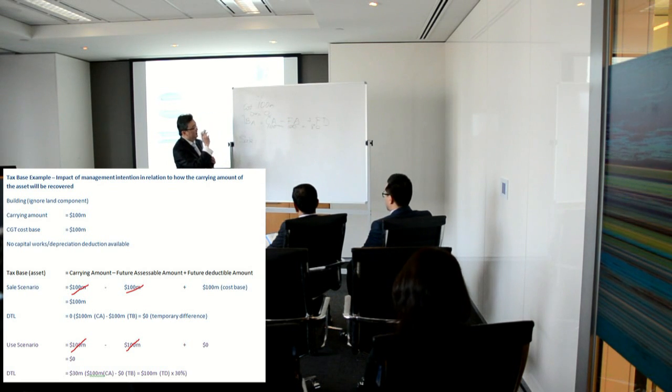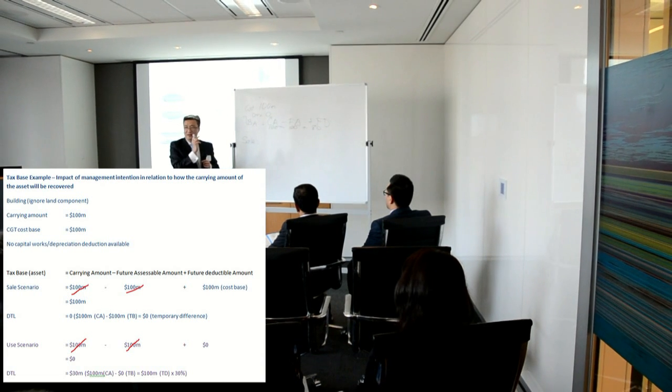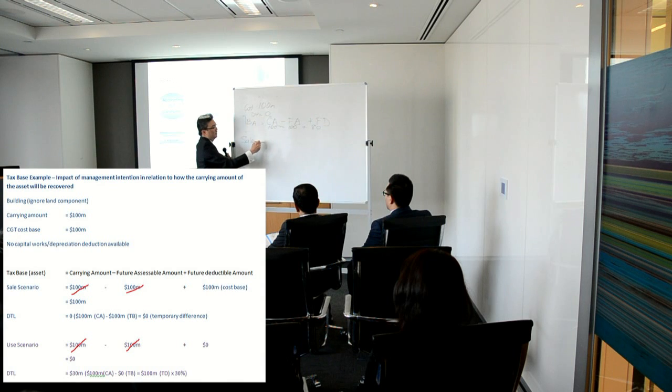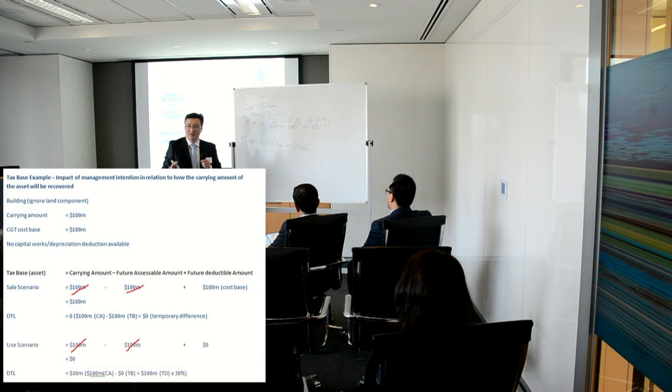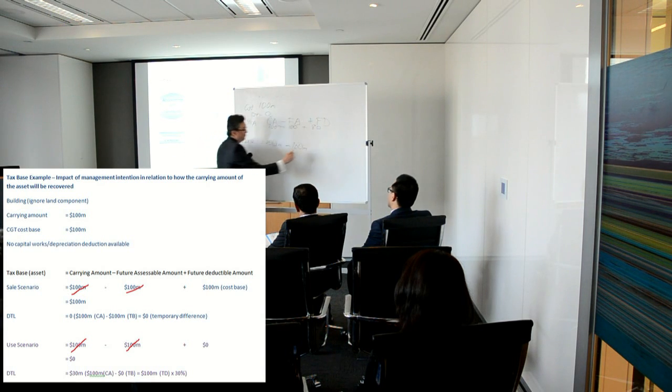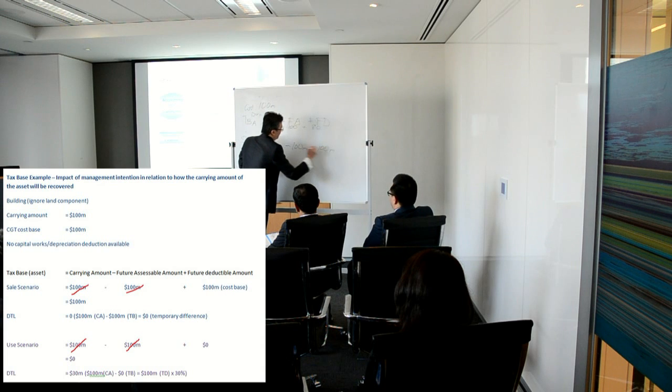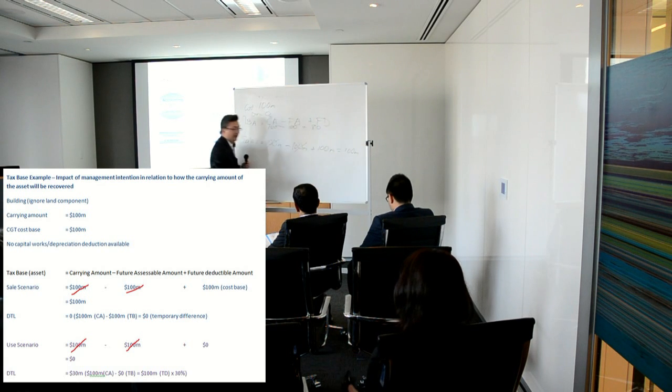So under the sale scenario, let's work out what the tax base of that asset is. So I've got a carrying amount of 100 million. I'm going to make money from selling it. I'm always going to sell it for 100 million. That's what the standard tells me. So that's 100 million for future accessible amount, to subtract against my sales proceeds, I have my CGT cost base, which is 100 million. So that gives me a tax base of 100 million.